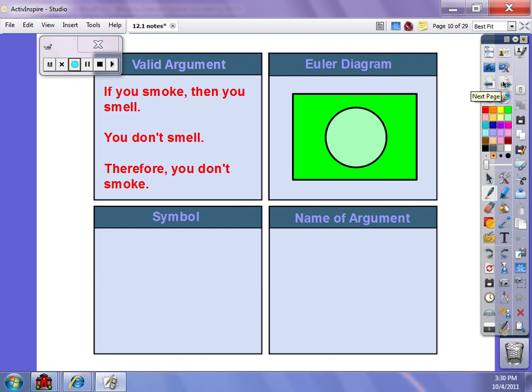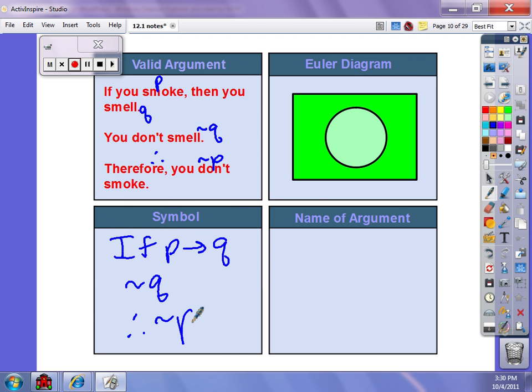Here's the second one. This is another type of valid argument. If you smoke, then you smell. You don't smell, so it's the negation, or opposite, of Q. Therefore, you don't smoke. This type of argument is called modus tollens.